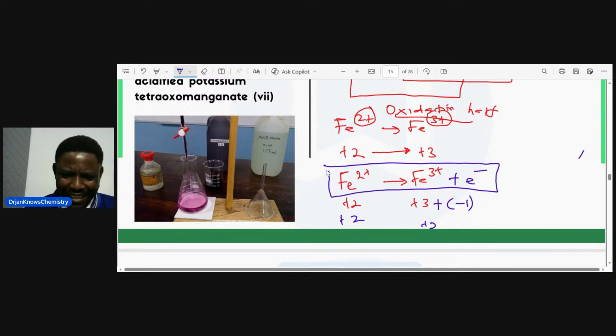Then if you look at this particular slide, there is a part where I said OIL RIG. Don't let me even go back, let me just write it there. OIL RIG. Can you say it? OIL RIG.